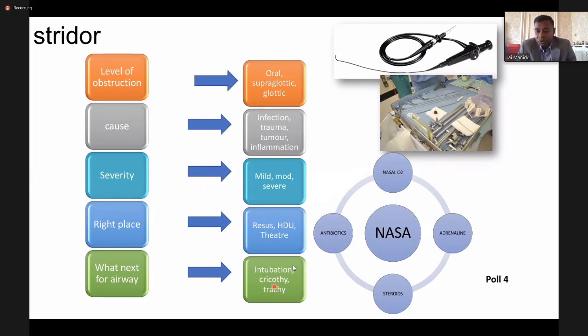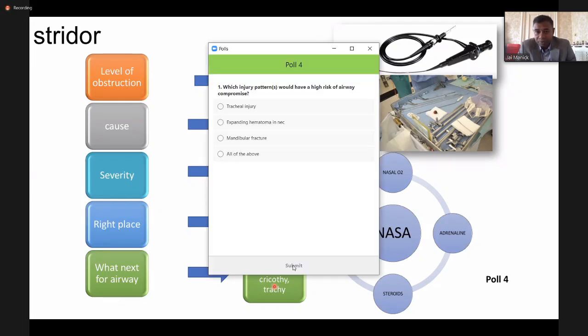We could launch poll 4, please. Which injury patterns would have a high risk of airway compromise? Tracheal injury, expanding hematoma in the neck, mandibular fracture, all of the above. I hope you'll be able to answer this question. I think we have briefly discussed it. Let's see the answer.